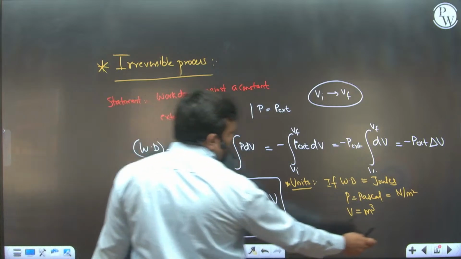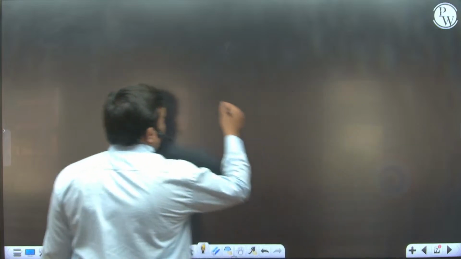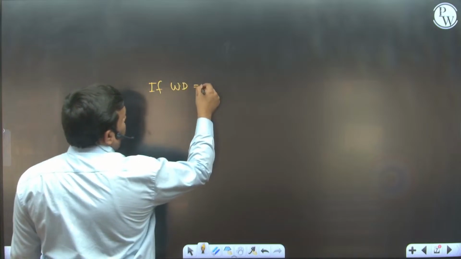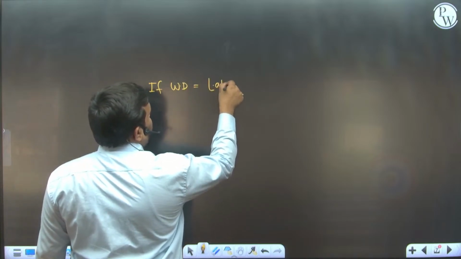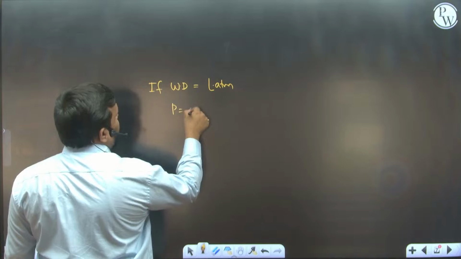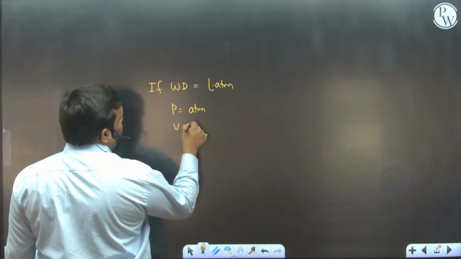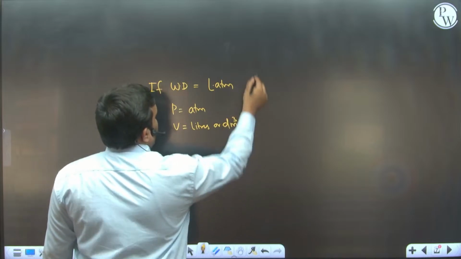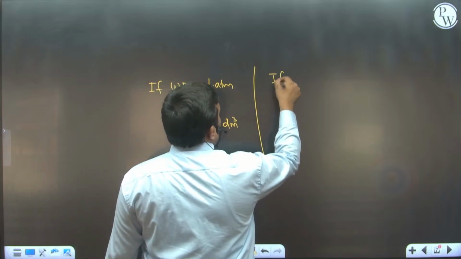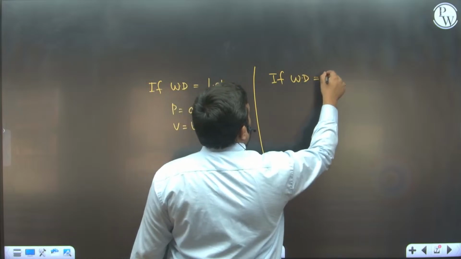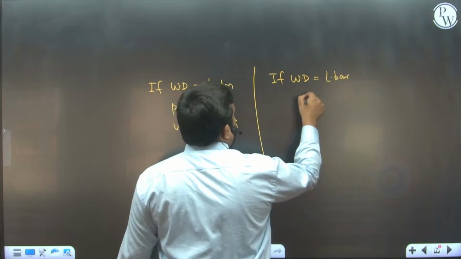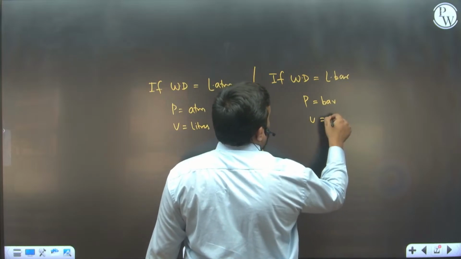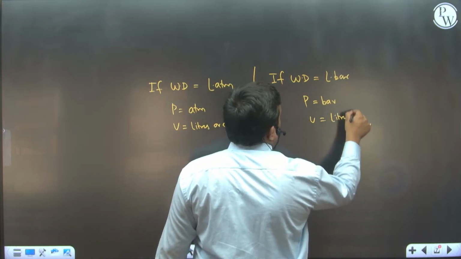Another unit that you must remember: if you want work done in liter ATM, then the pressure should be in ATM and the volume should be in liters or dm cube. If you want the work done to be in liter bar, the pressure should be in bar and the volume should be in liters or dm cube.